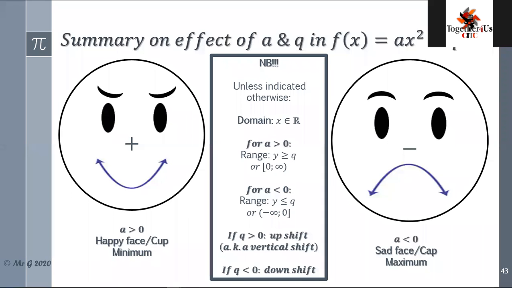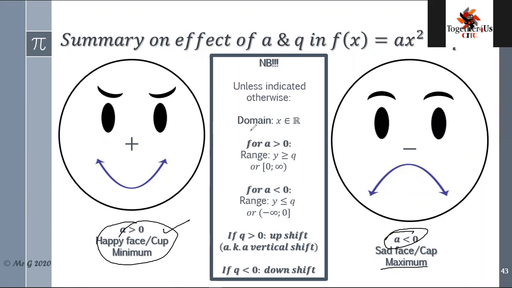Let's just quickly remind ourselves of what we summarized previously before we start sketching some functions here. We said if A is positive, we know that we're going to see a happy face on the Cartesian plane, or a cup, all right? And then we said if A is negative, we're going to see a sad face and we are having a maximum point there. In the case of a happy face, we're having a minimum point.